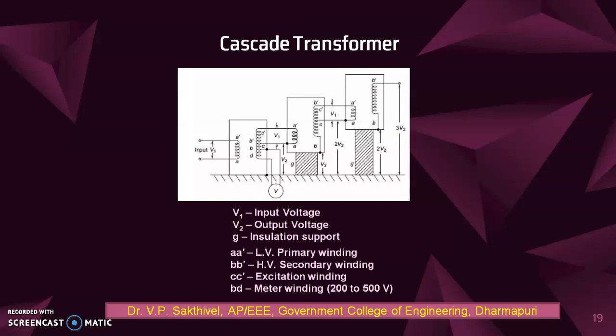The rating of the primary or LV winding is usually 230 or 400 volts for small units up to 100 kVA. For larger outputs, the rating of the primary winding may be 3.3 kV, 6.6 kV or 11 kV.